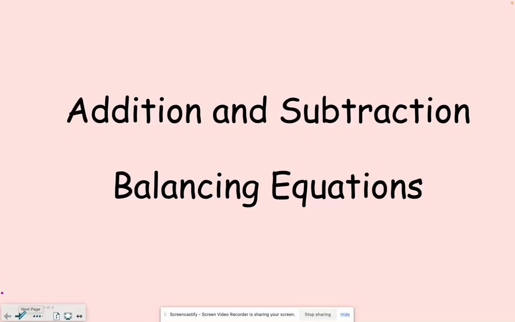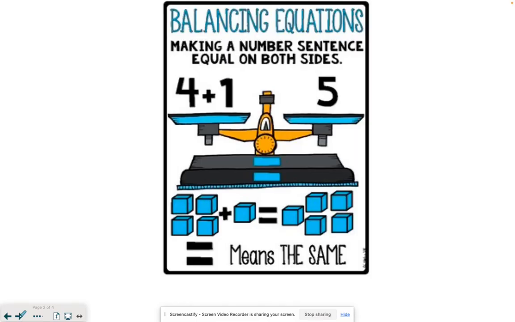Hello, and welcome to the lesson on addition and subtraction with balancing equations. You might be asking, what does balancing equations mean? Well, it is really quite simple.